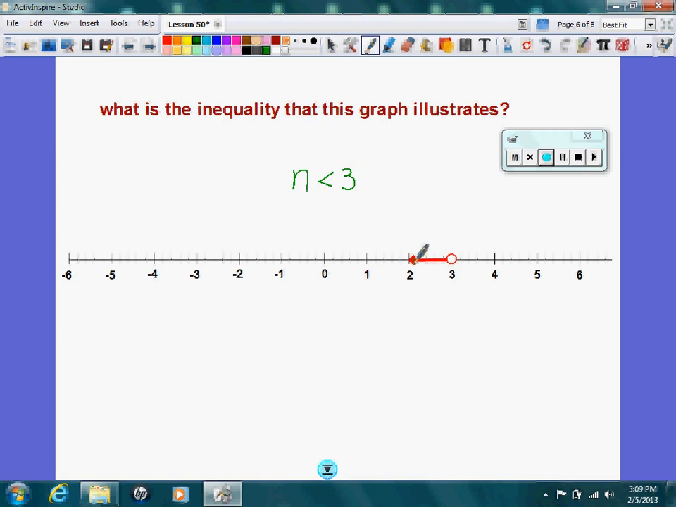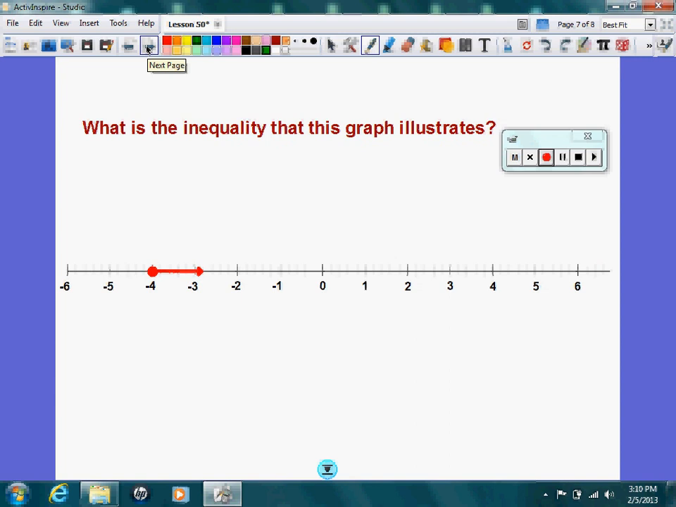What about 2? Now this arrow indicates that this line goes all the way this direction, all the way to the left. What about 2? Is 2 less than 3? Yes, it is. What about minus 1? Is minus 1 less than 3? Yes, here it is. It's less than 3. What about 4? 4 is not less than 3. 4 is greater than 3. What about 3? Is 3 less than 3? No, 3 is equal to 3, so that's why we have our hollow dot here.